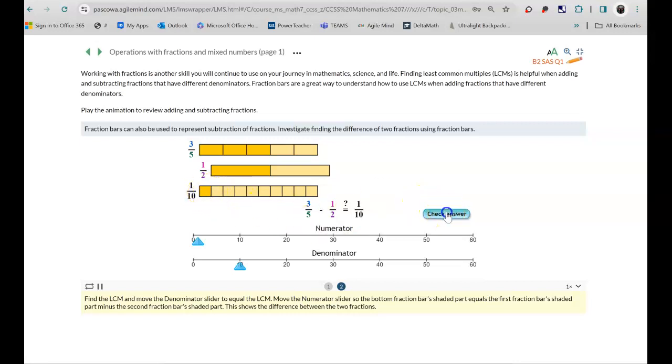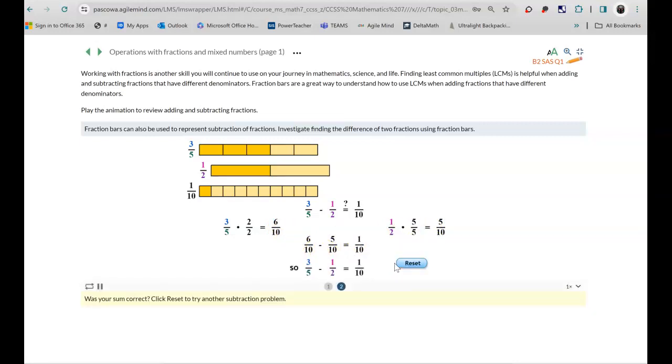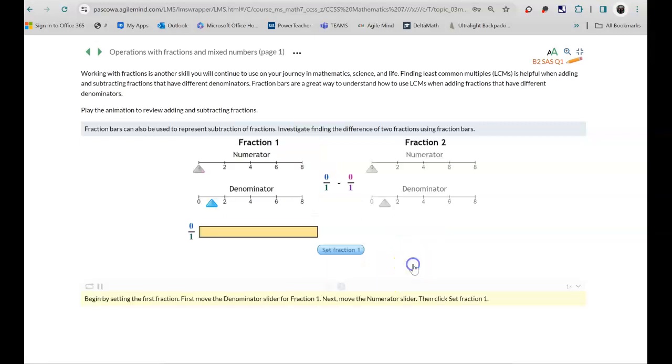I'm going to check my answer. Oh, I hope that's right. So 3/5 times 2 over 2 is 6/10. And 1/2 times 5 over 5 is 5/10. And 6/10 minus 5/10 is 1/10. So 3/5 minus 1/2 is 1/10. And then I reset it, and I'm going to try another one.